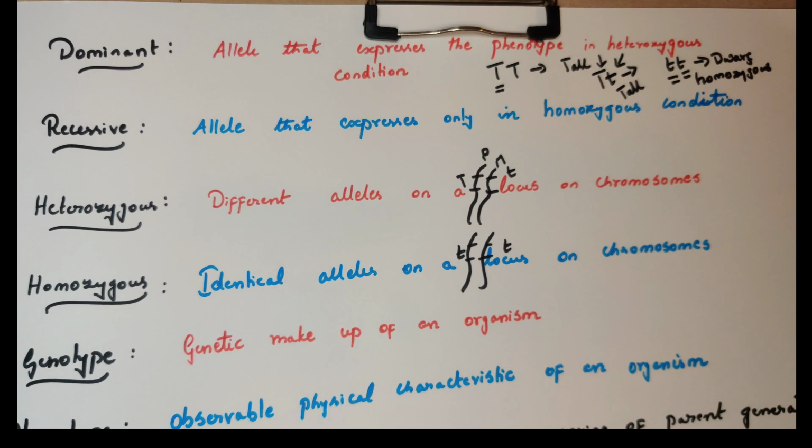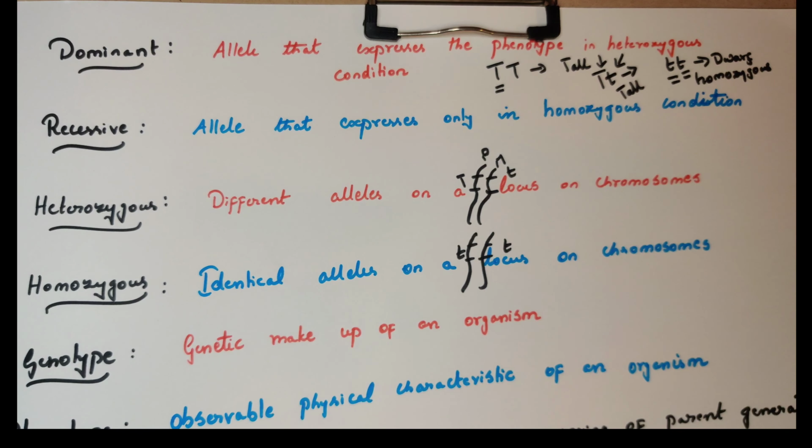Now coming to the next one, genotype means the genetic makeup of an organism. And phenotype means the observable physical characteristic feature of an organism. When I say the pea plant is tall, I am talking about its phenotype. When I say the tallness is because of capital T capital T or capital T small t, then what am I talking about? It is the genotype of the organism.